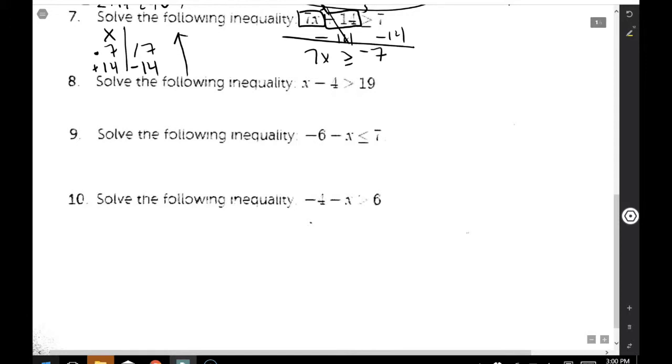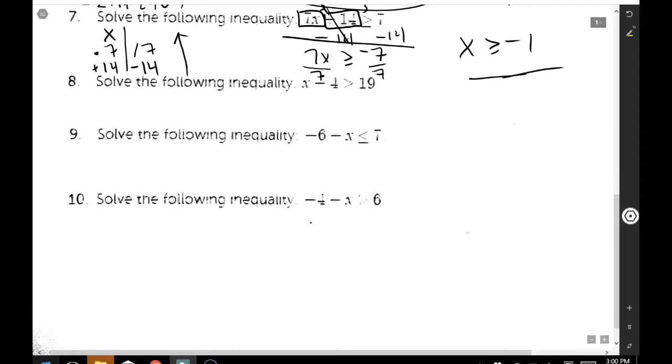7 take away 14 is negative 7. Why? Because I'm sitting at 7. I need to go back 14. Well, 7 go back to 0. That's minus 7. Well, how far do I have to go until I hit 14? I have to go 7 more, and that's negative 7. Next step, divide both sides by 7. Since I'm not dividing by a negative number, x is going to be greater than or equal to negative 1. I don't need to flip it because I didn't divide by a negative number.